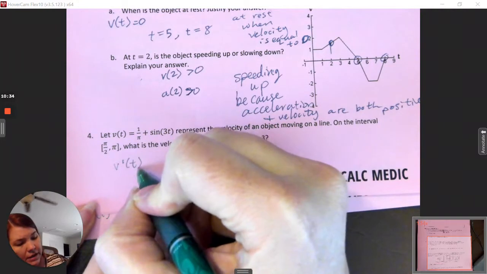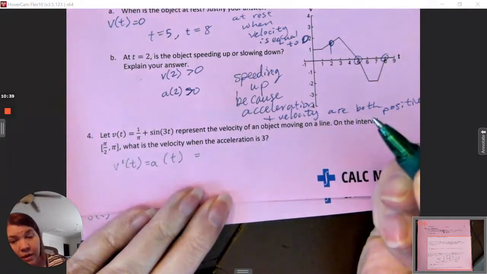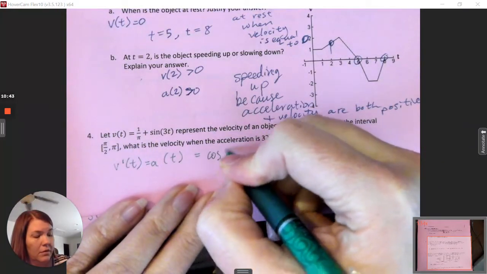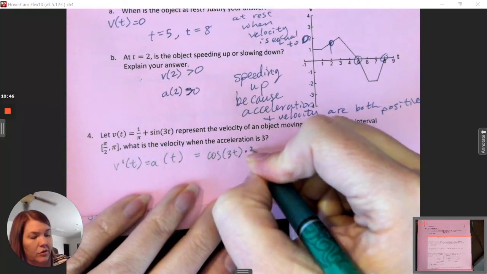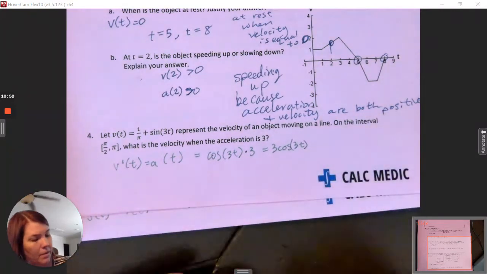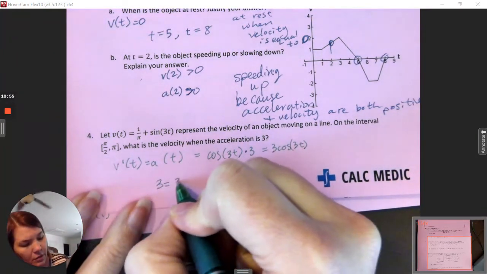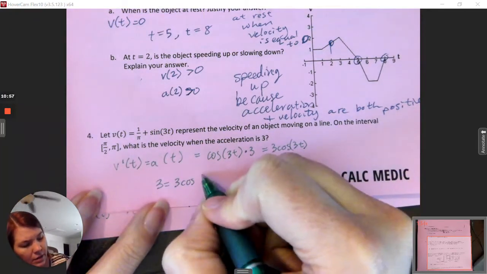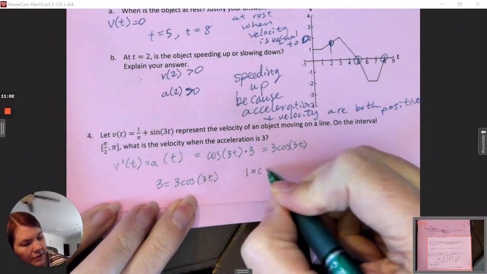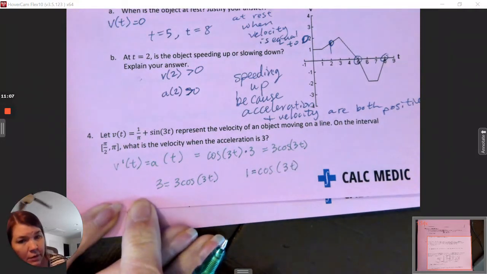v prime of t is equal to the acceleration. The derivative of 1 over pi is going to be 0, that's just a number. And the derivative of sine is cosine of 3t times the inside function's derivative, which is 3 cosine of 3t. The acceleration is 3, so 3 equals 3 cosine of 3t. Really we're asking when is cosine of 3t equal to 1, dividing both sides by 3.